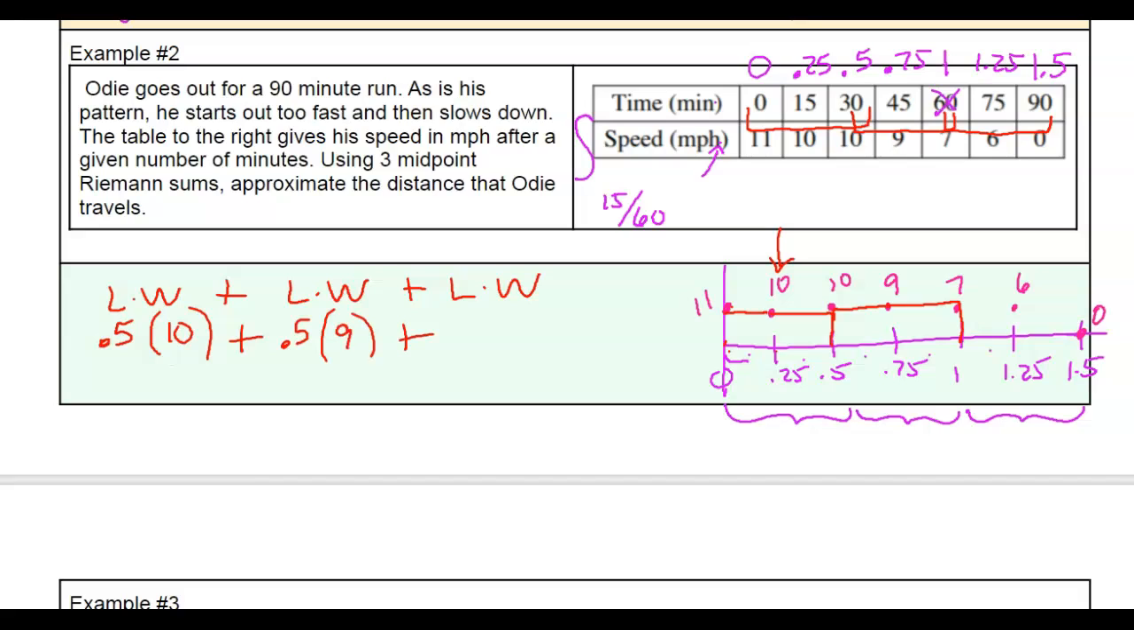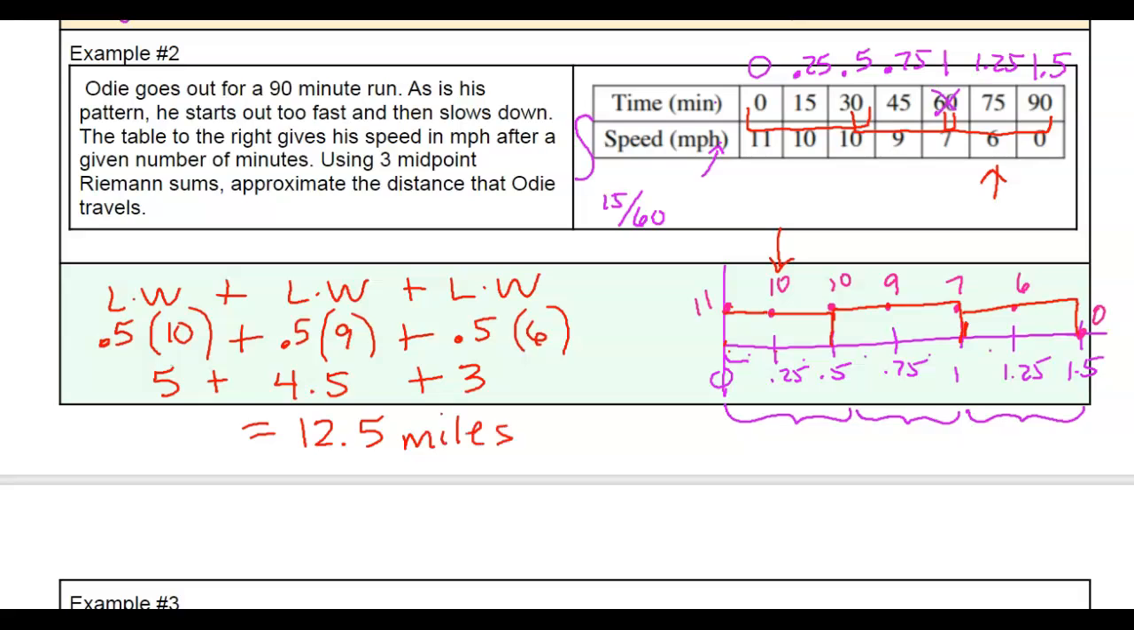And then my last one, same thing. That one, its width is also a half. And its height is the one in the middle. So we're using the 6. Okay. So half of 10 is 5. Half of 9. Which gives us 12.5 miles. Okay, in 1 hour. We'll say total approximate because it's not equal.